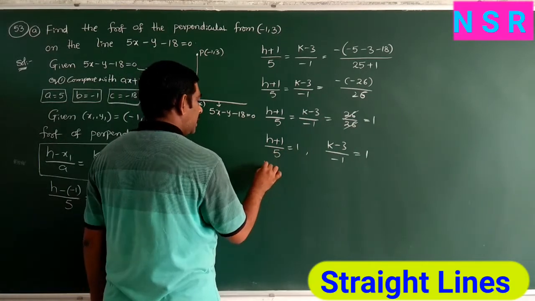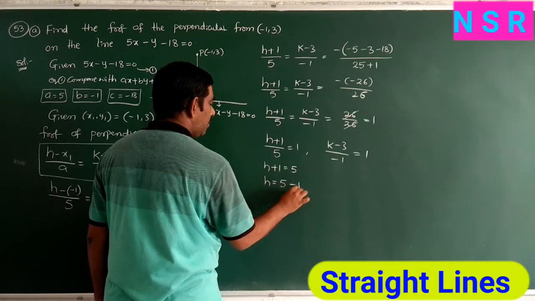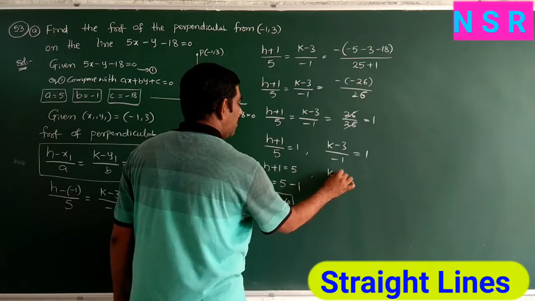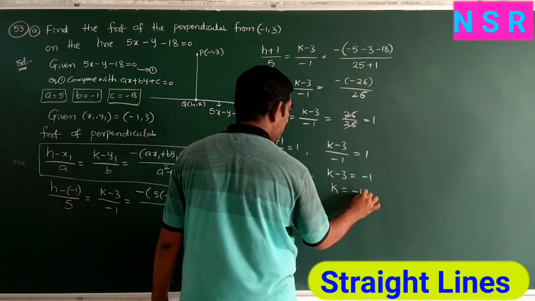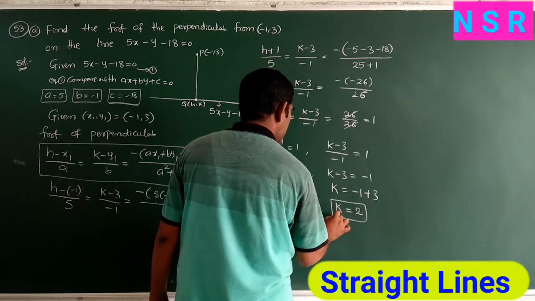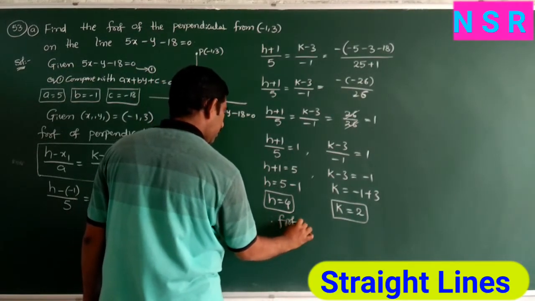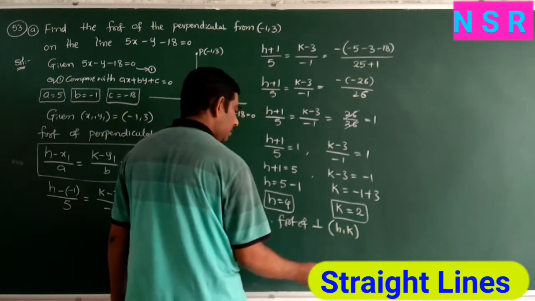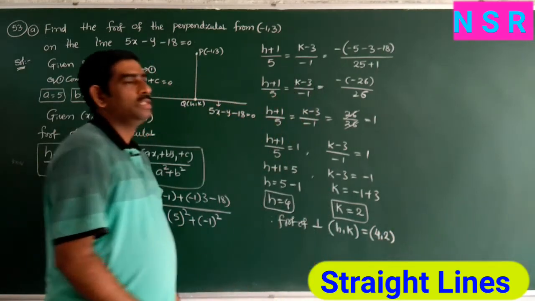Now 5 multiply here, h plus 1 equal to 5, h equal to 5 minus 1, h equal to 4. And here also k minus 3 equal to minus 1 into 1, minus 1, k equal to minus 1 plus 3, k equal to 2. So this is h and k. So therefore write here, foot of perpendicular h comma k equal to 4 comma 2. So this is our answer.